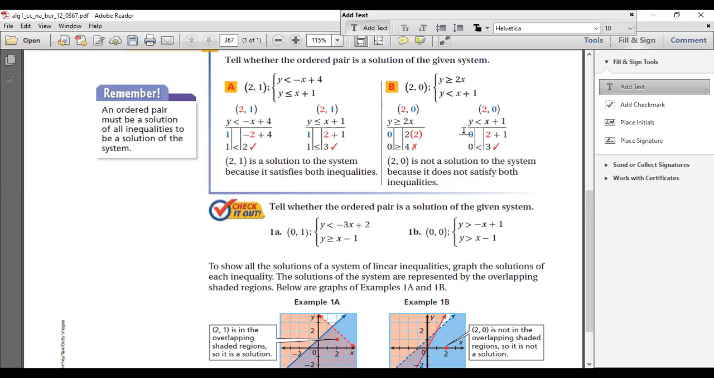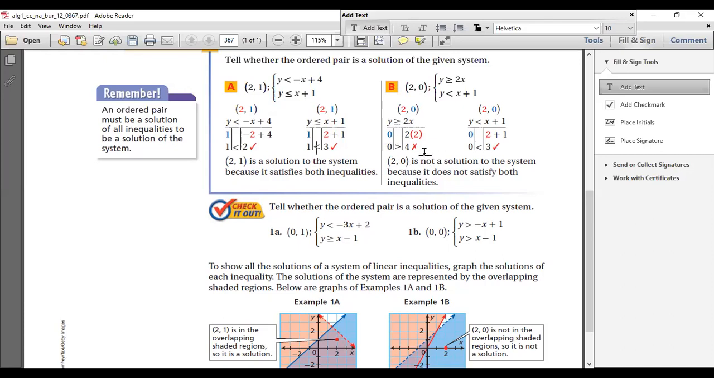Okay, now the next question is about (2, 0), which means y is greater than or equal to 2x. So in place of y, you will put 0. In place of x, you will put 2. So that means 2 multiplied by 2. Now, is 0 greater than or equal to 4? 0 is not greater than 4, and neither is it equal to 4. So which means this inequality does not satisfy this ordered pair. So the first one itself is wrong.